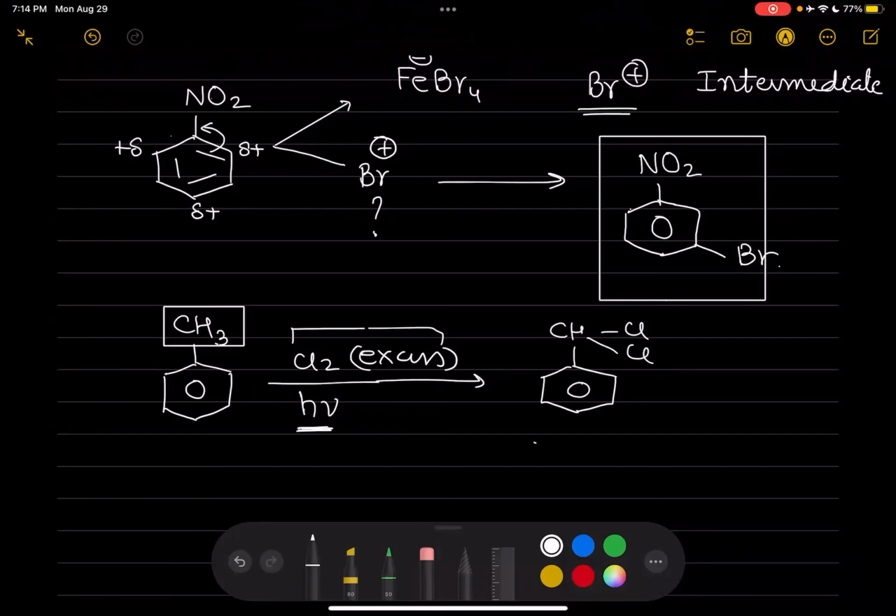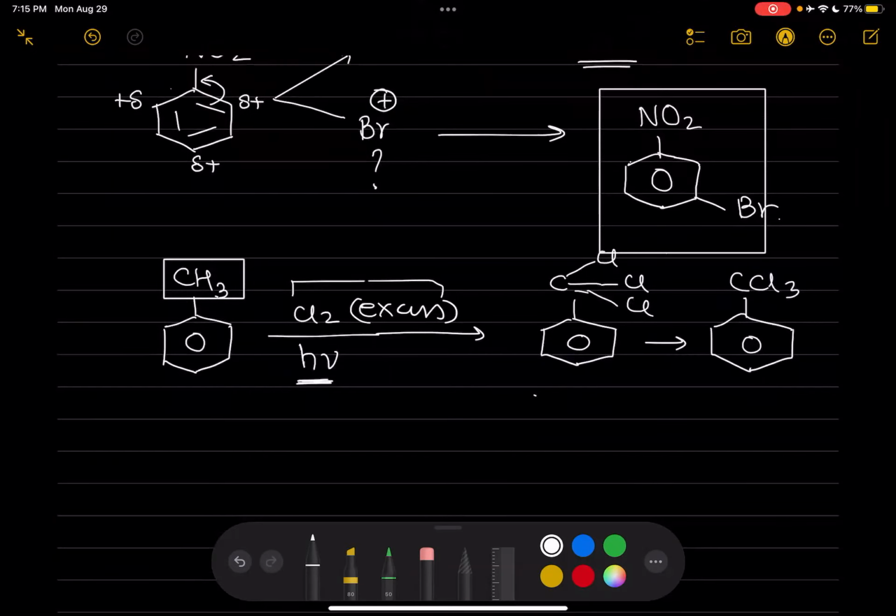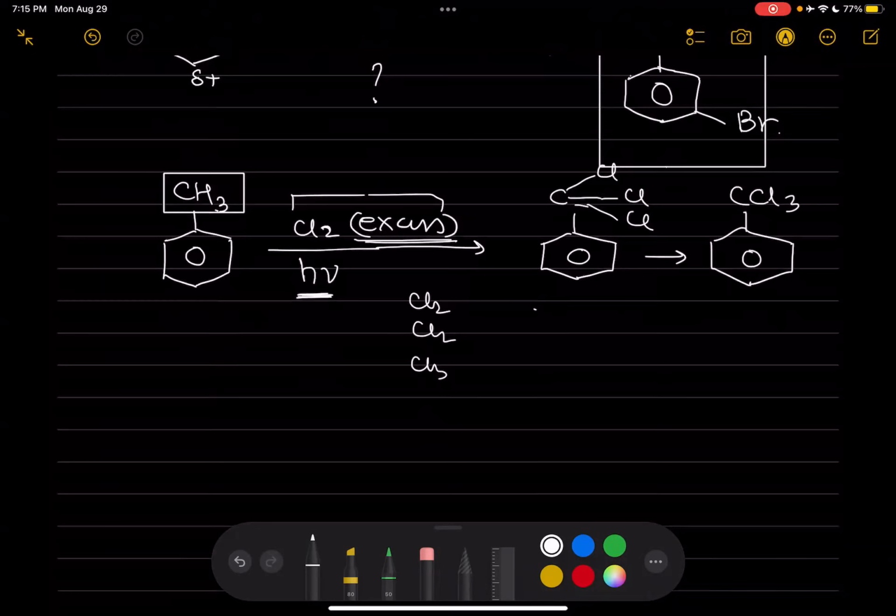And now you are having more Cl2. One more hydrogen will be replaced by Cl. So that's how you will have CCl3. How did we have 3 chlorines when there is only Cl2? You have taken many moles of it, excess. So Cl2 first mole, Cl2 second mole, Cl2 third mole. Or you can write it like this.